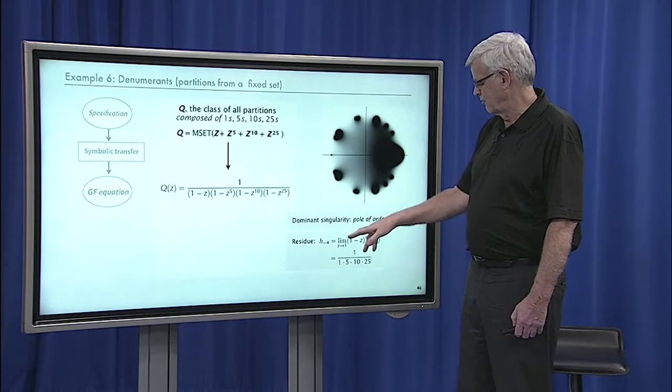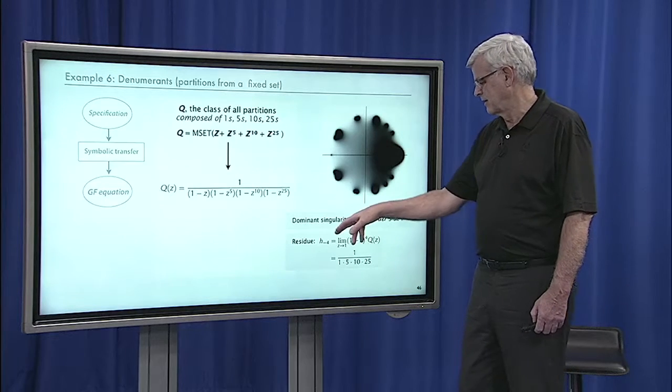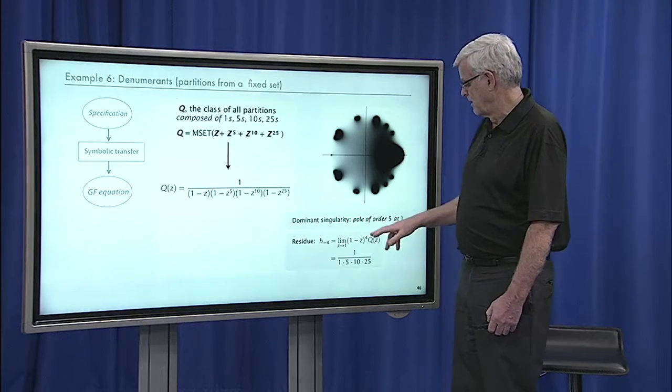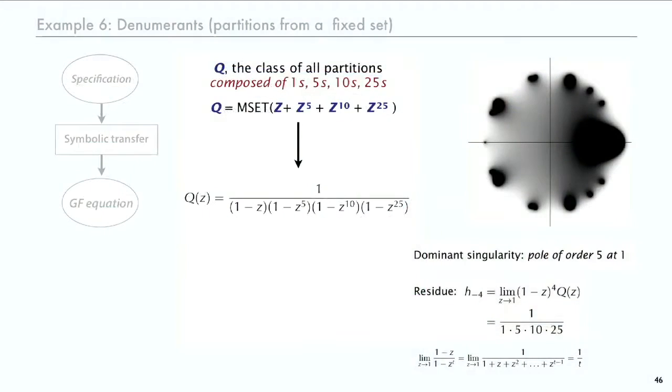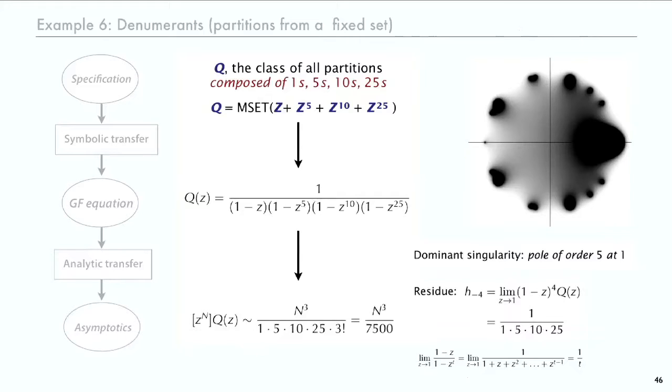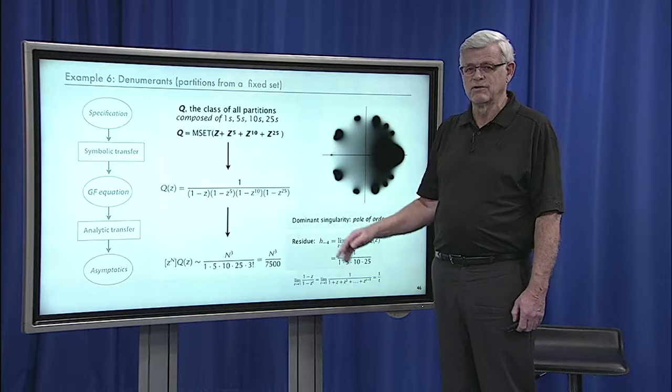In this case, it's easy to show with the limit form of the coefficient calculation that since 1 minus z over 1 minus z to the t is equal to the sum of these things, then the limit is just 1 over t. So immediately we get out the result that the coefficient is 1 over the product 1 times 5 times 10 times 25. And it's a pole of order 4, that's a typo. And so the asymptotics of the coefficient is n cubed over 7,500.